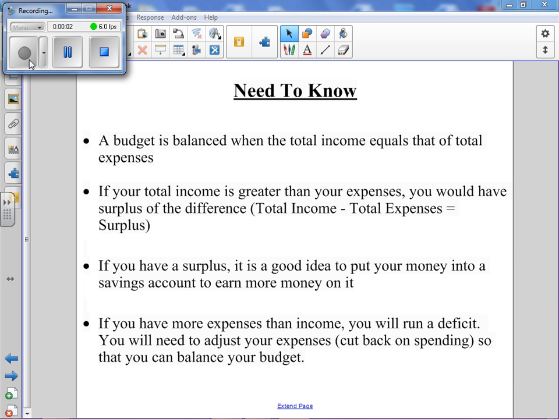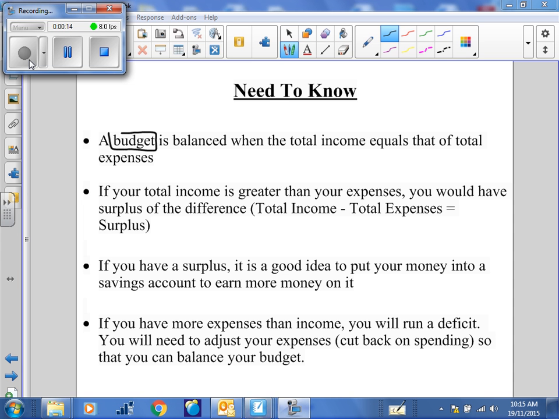All right, on to lesson 2 in Math 21, outcome 8 on budgets. So some things that we need to know. Again, a budget is basically just balanced when our income is going to equal our expenses. If your income is greater than what you spend, your expenses, that would be called a surplus. To find that surplus, you just take all your income and you subtract all of your expenses.